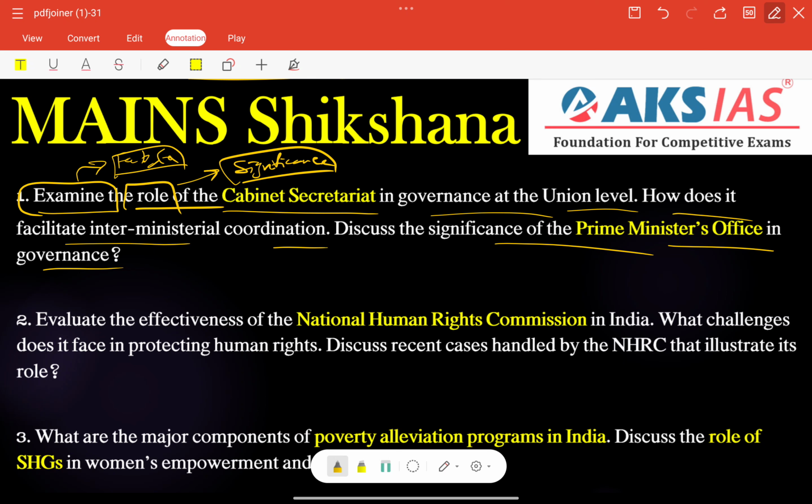So next, how does it facilitate interministerial coordination? We need to focus on these particular keywords. Next, discuss the significance of the prime minister's office in governance.